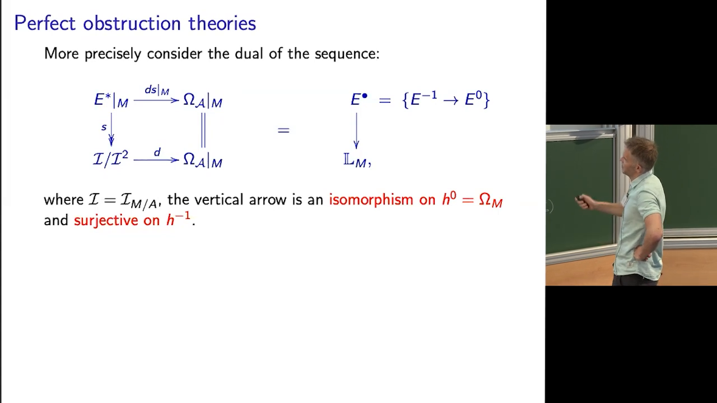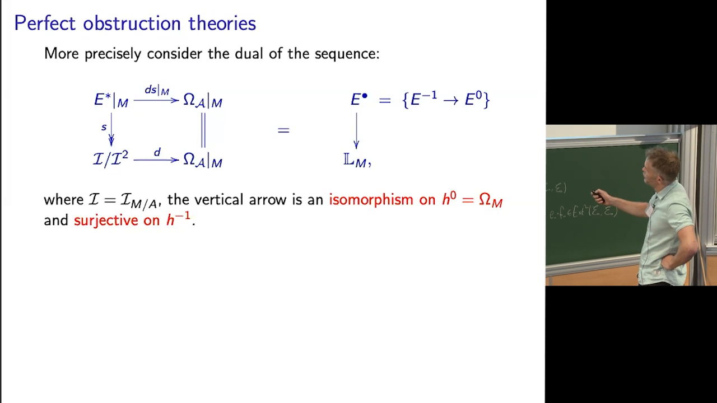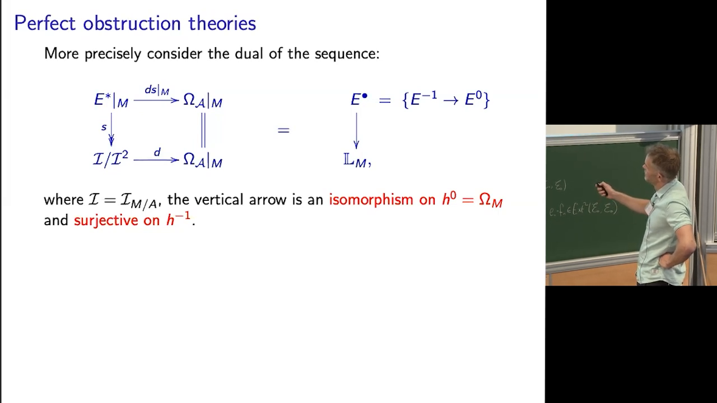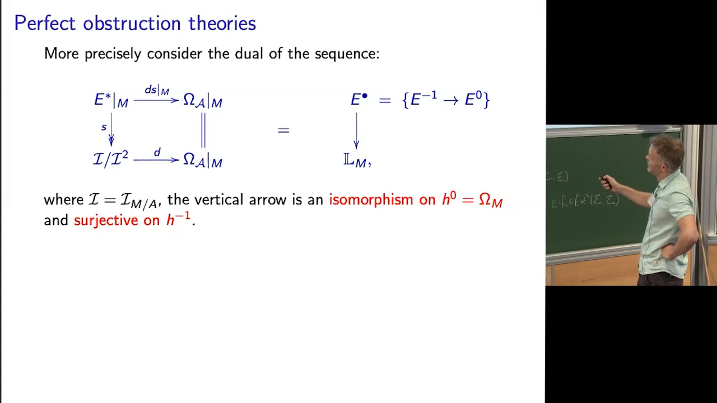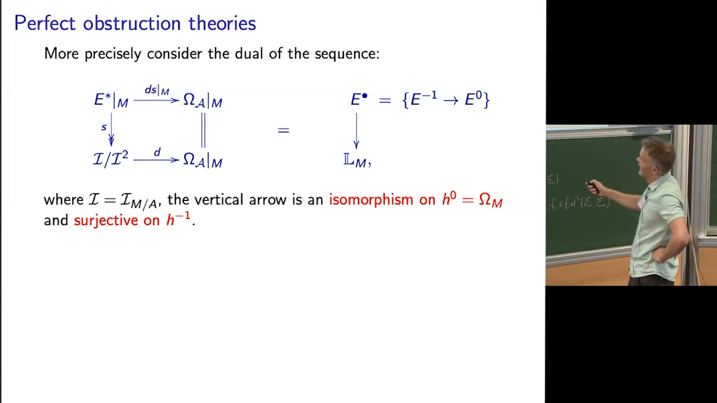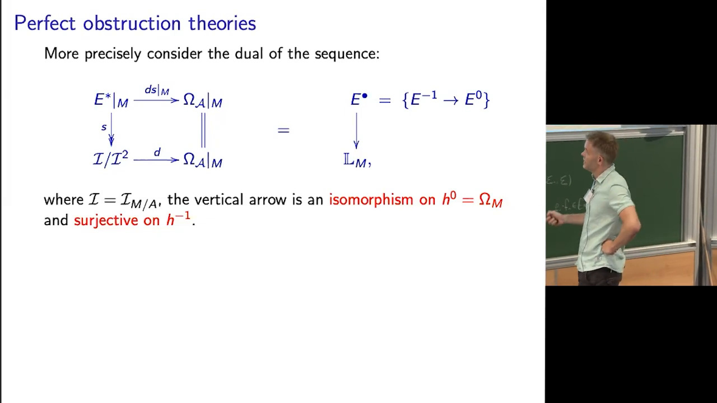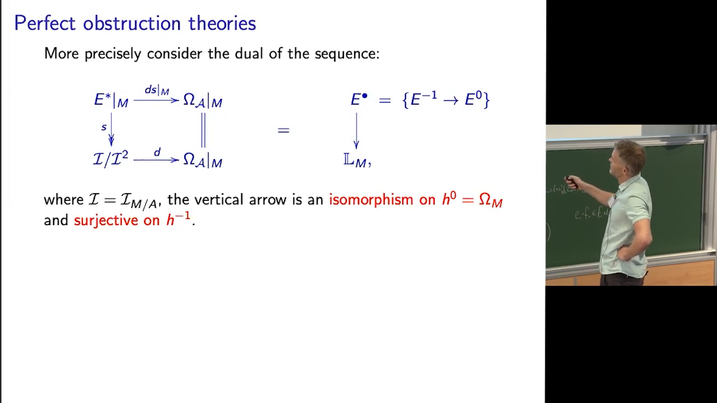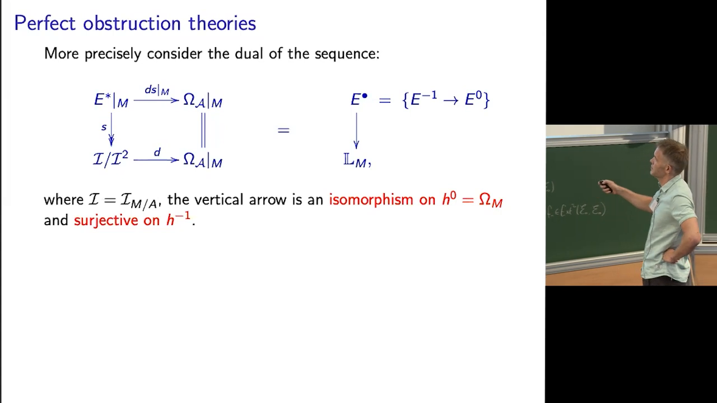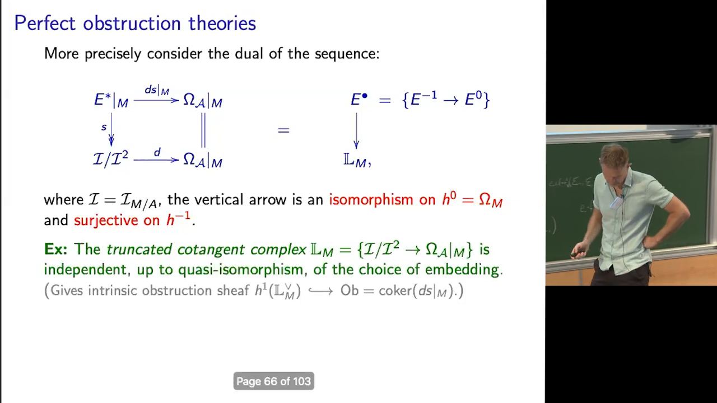And if you imagine a nice situation, this is really the conormal bundle sat inside the cotangent bundle to A. And so in nice situations, D here would be an injection, and this complex would be quasi-isomorphic to its co-kernel, which would be the cotangent bundle of M. And in general, this is a slight replacement for the cotangent bundle of M called the truncated cotangent complex of M, denoted here. So maybe I can bring that up.